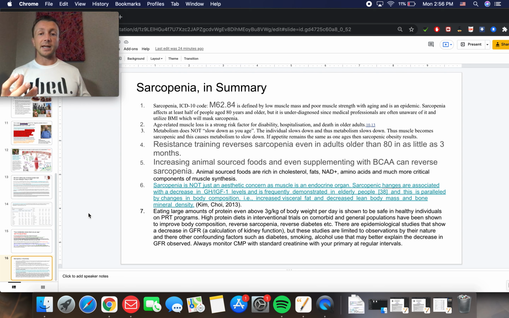Thus, muscle becomes sarcopenic, and this causes metabolism to slow down as well. If appetite remains the same as one ages, then sarcopenic obesity results. Resistance training reverses sarcopenia, even in adults older than 80, in as little as 3 months. Increased animal source foods and even supplementing with BCAAs can reverse sarcopenia. And sarcopenia is not just an aesthetic concern. Muscle is an endocrine organ. So we can see that patients are going to have an improved inflammatory response to injury and infections with better muscle.